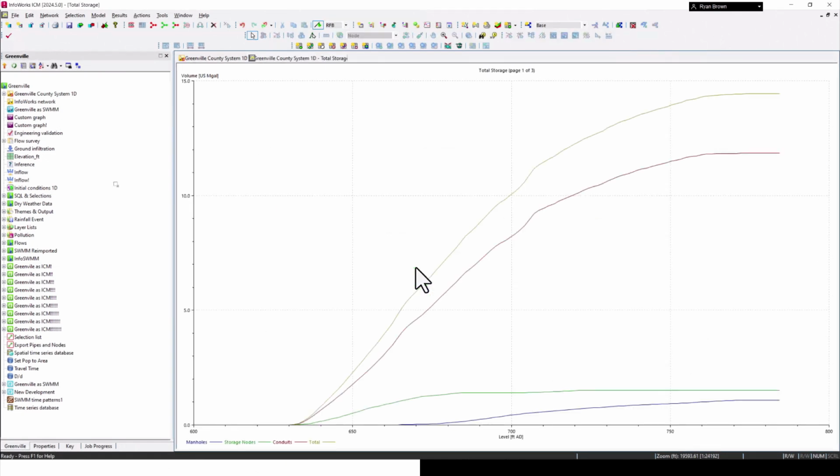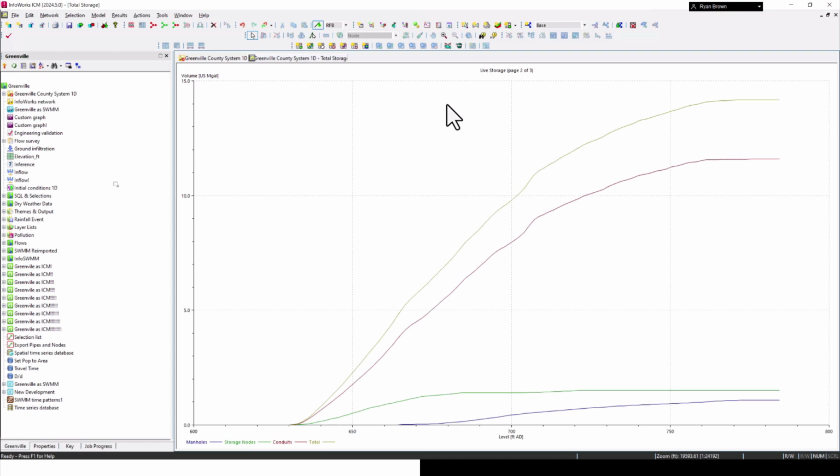Once that completes, we do get that graph that we're looking for. So we do have the storage nodes and the manholes, as well as the conduits in the total. This is the total here. We're up at almost 15 million gallons for the total storage in the system.